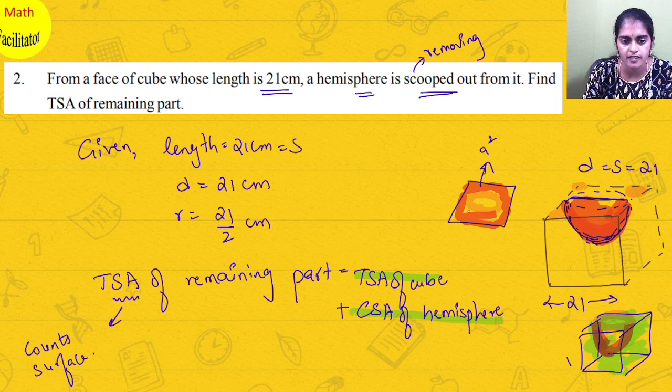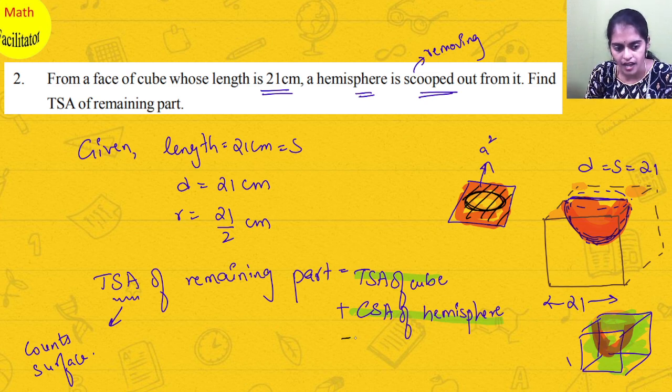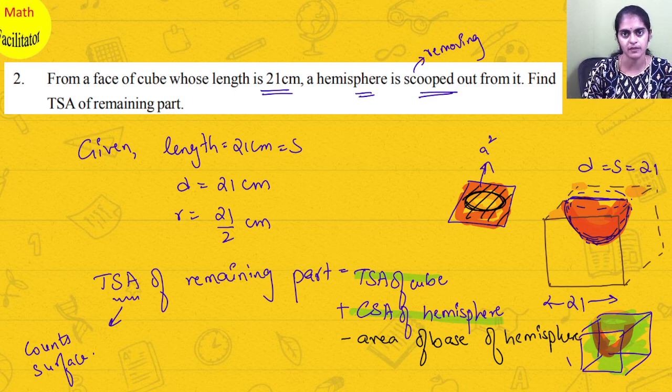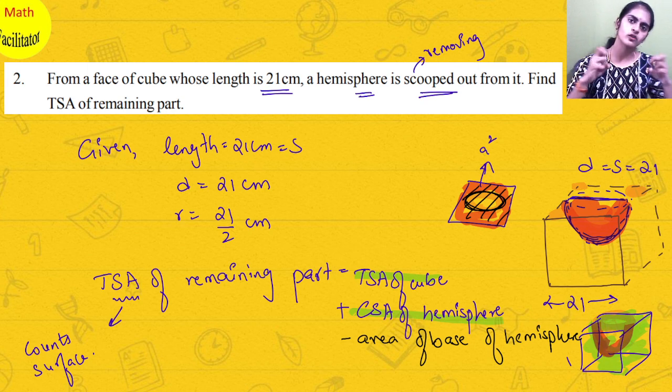So now I have taken total surface area of the cube, which means I have taken this total area. So from this total area, I'll have to remove this circle area because this is not in the surface. Are you able to understand? So area of base of hemisphere. Now from where did I get the circle? It is the base of the hemisphere. So I'm writing area of base of hemisphere. Did you understand?